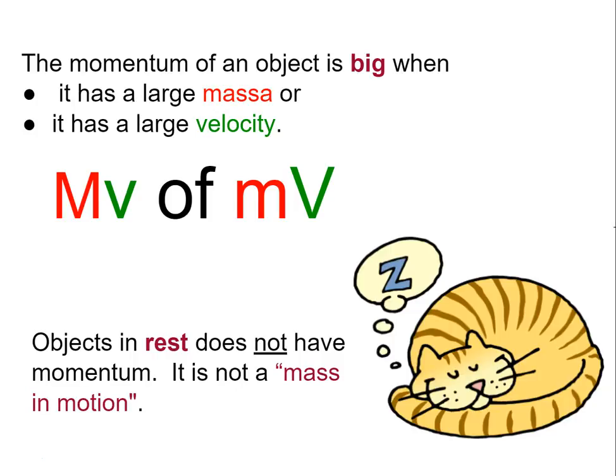Then if I have a stationary object, that's an object standing still, it has no momentum, because then my velocity will be equal to 0. P equals mv, so my total momentum is 0.